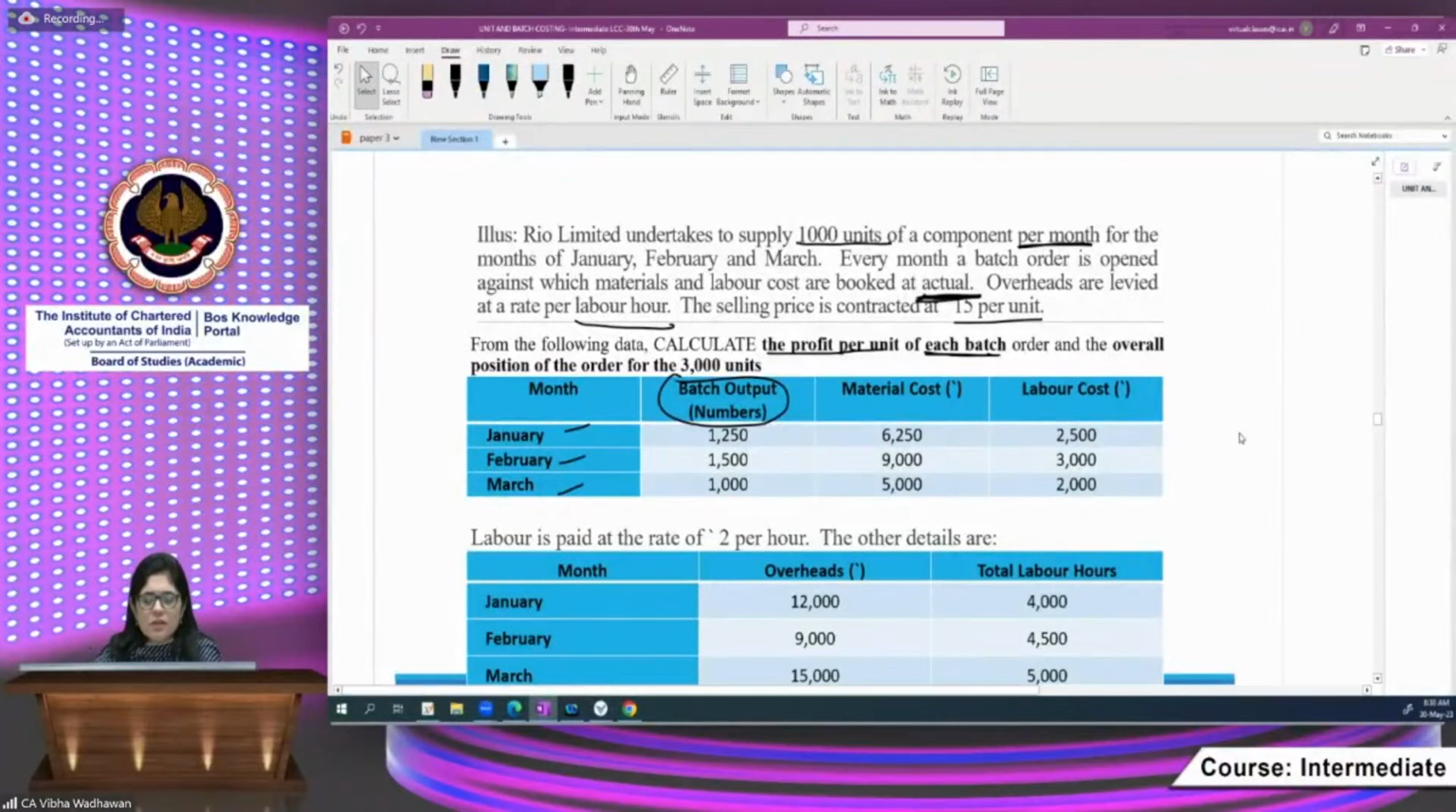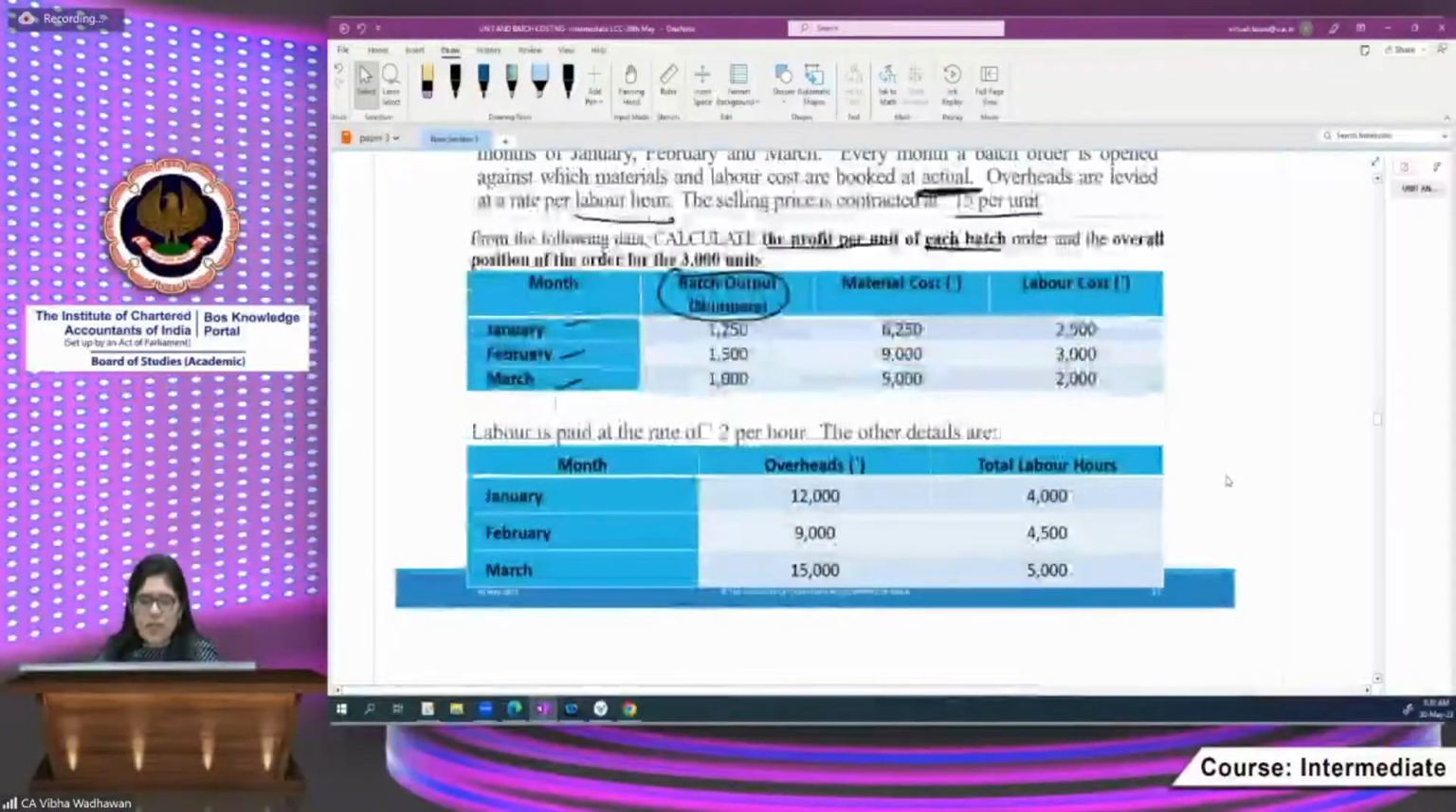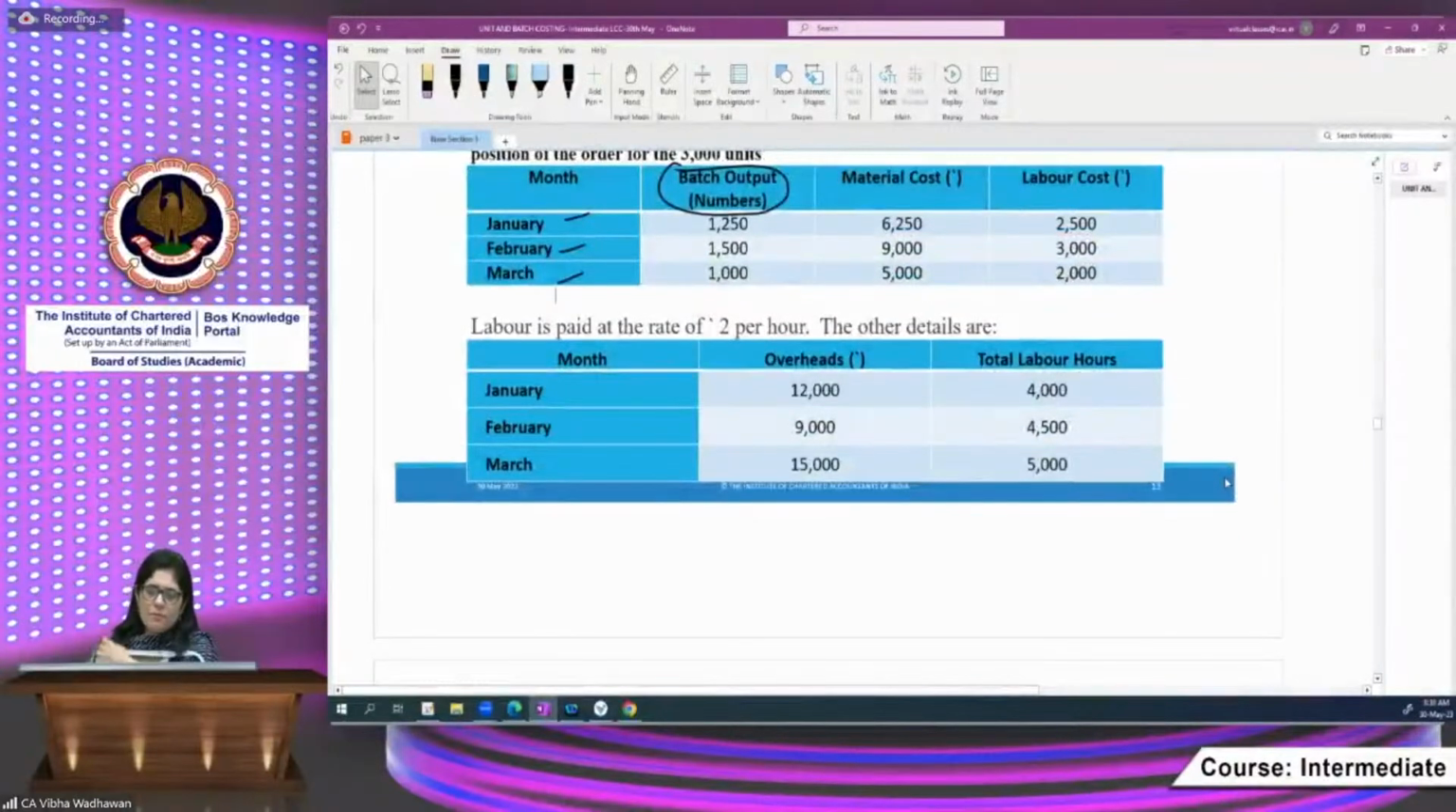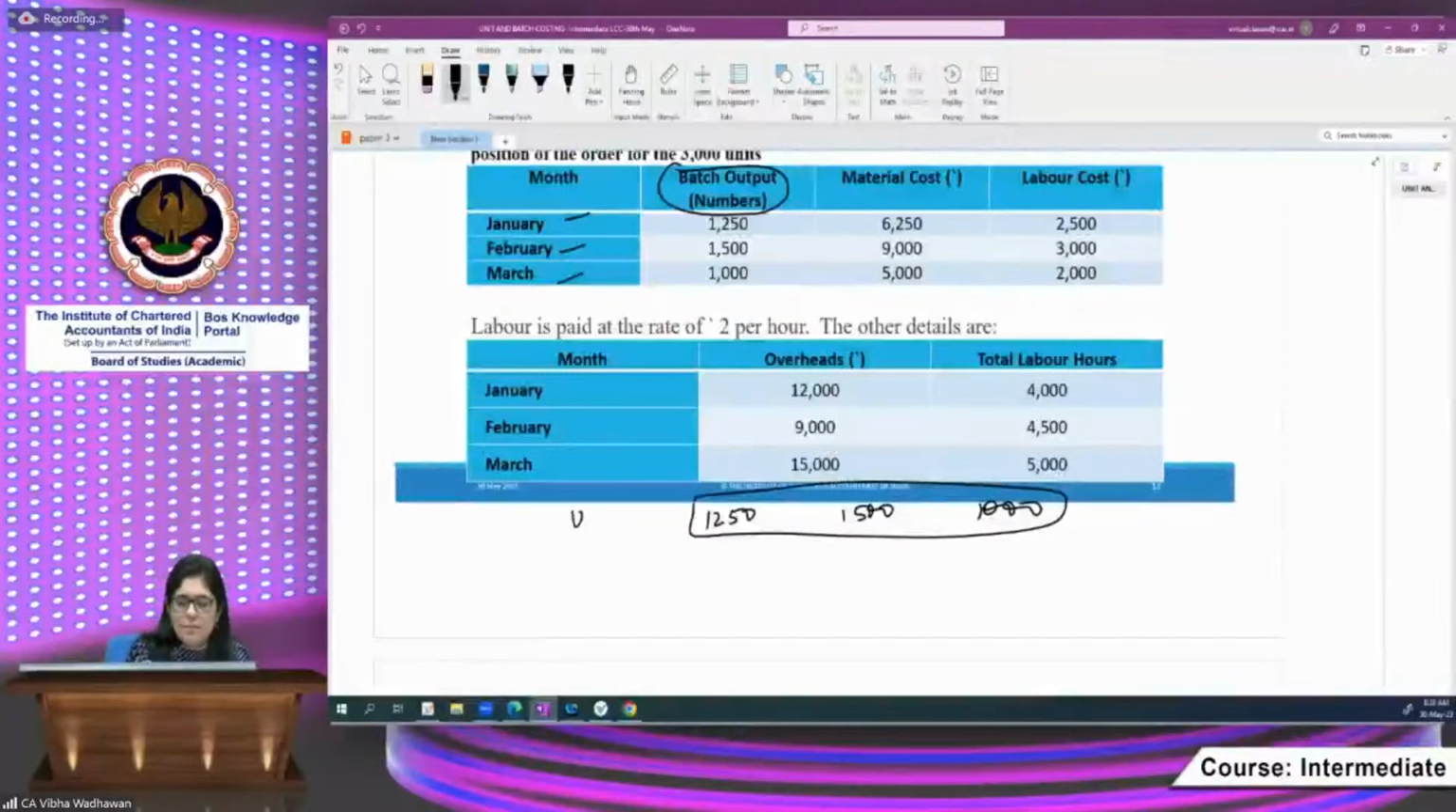So material cost, we know the actual. Labor cost, we know the actual. Overheads, we have to absorb. Clear? So we have to calculate the profit for 1250, for 1500, and for 1000. You have to calculate the profit. So these are the units per batch. You have to calculate profit per unit of the batch.